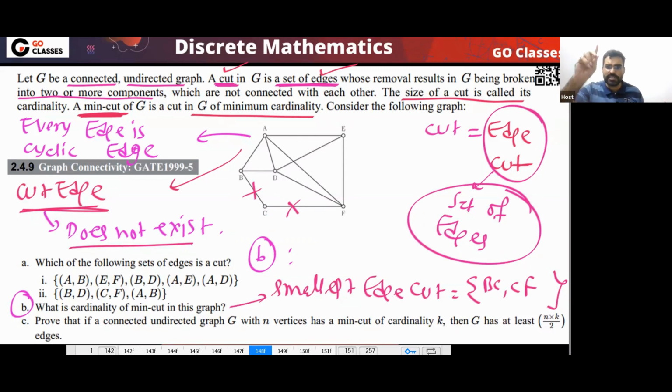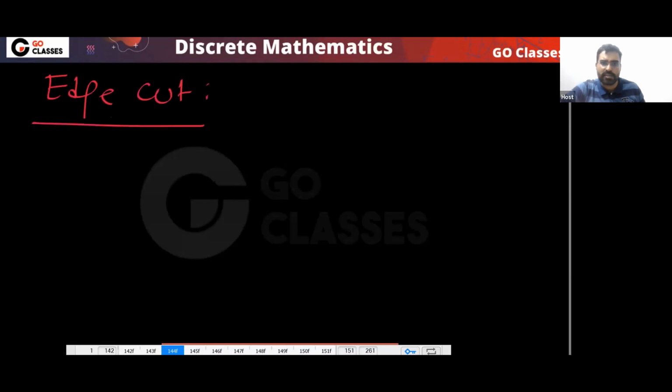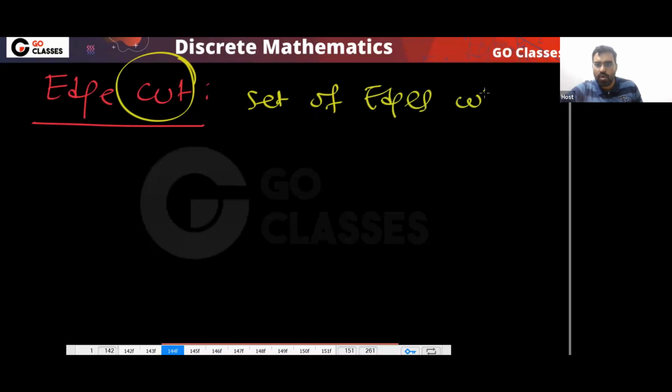Here one very interesting observation you should make. First of all, this is an edge cut. You know what an edge cut is? Here the focus is on cut. So this is a set of edges whose removal disconnects the graph.